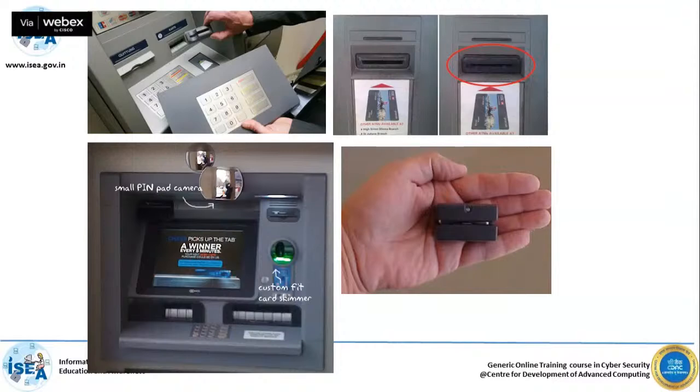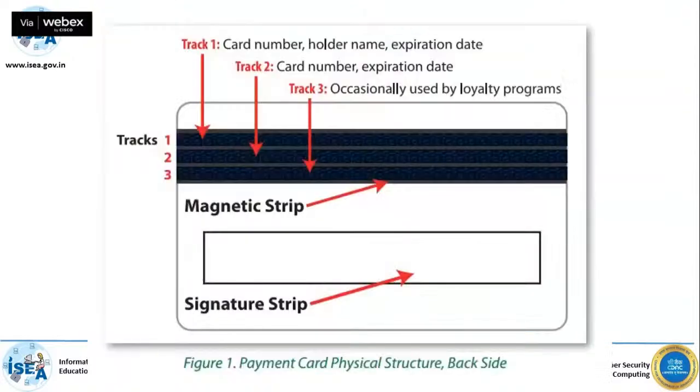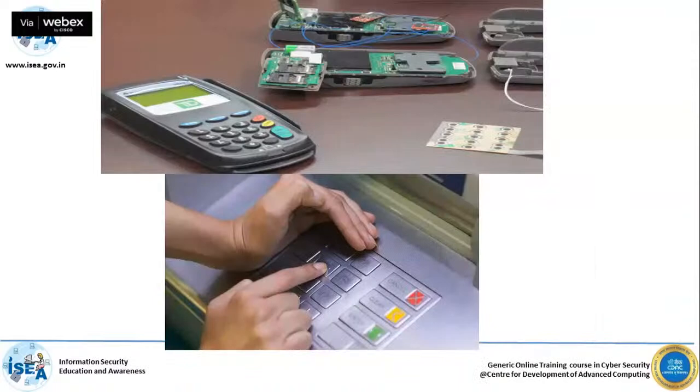Since I'm showing it in pictures, you'll be able to differentiate. Otherwise, we cannot differentiate whether the skimmer is there or not. So you have to be careful wherever you are using these ATM machines. This way you can safeguard yourself. Wherever you are entering the PIN, try to enter the PIN by yourself, by closing the keypad.